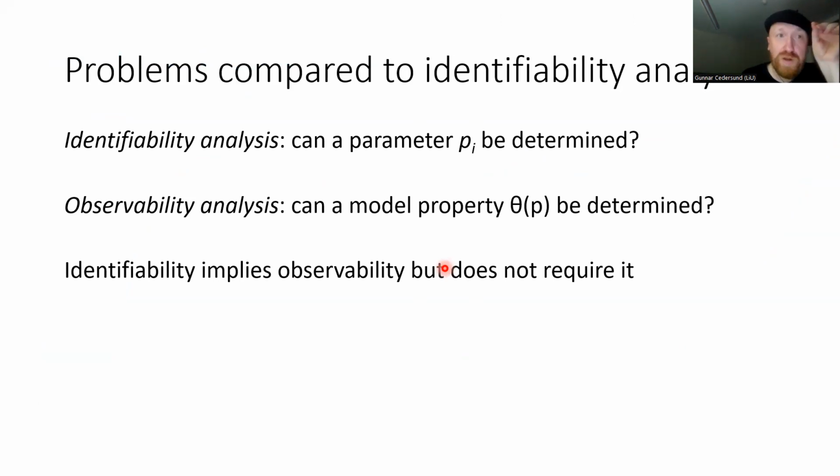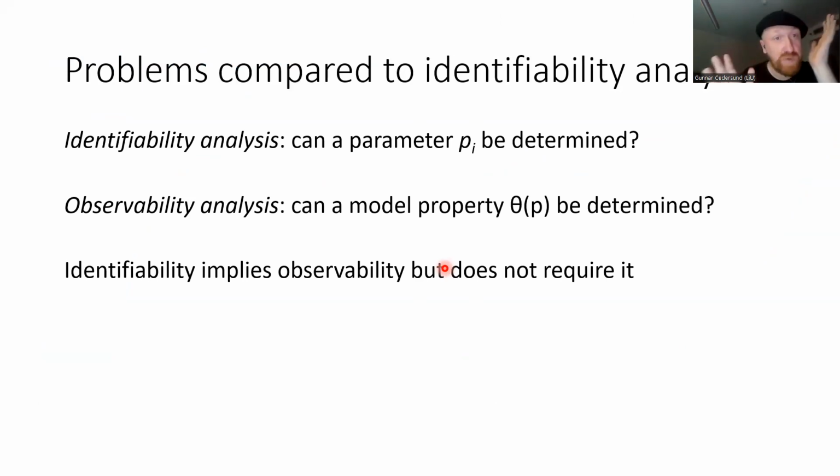And here it's important to realize that if all parameters are identifiable, if all parameters are uniquely determined, then the predictions will also be uniquely determined. So if you have identifiability for all parameters, then you're happy. But you don't have to have that.